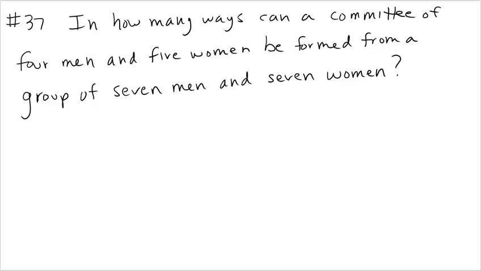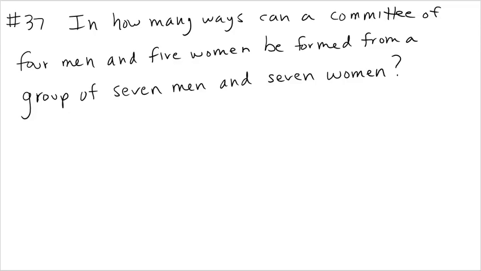So here we've broken the groups into 2 kind of subgroups, subsets. You guys know that word, they're subsets. Then we've broken them into the men and the women. There are 7 men and 7 women. And we want to know how many ways a committee can be formed with 4 men and 5 women.